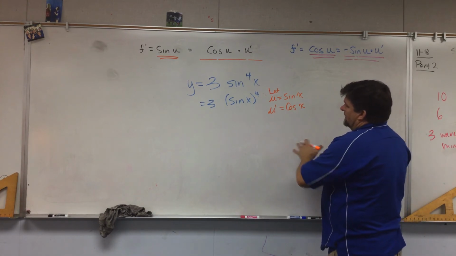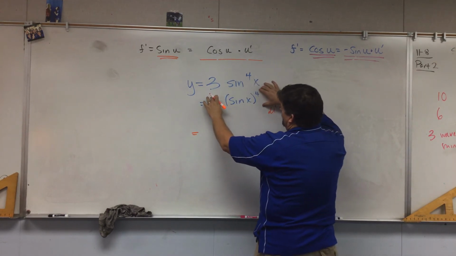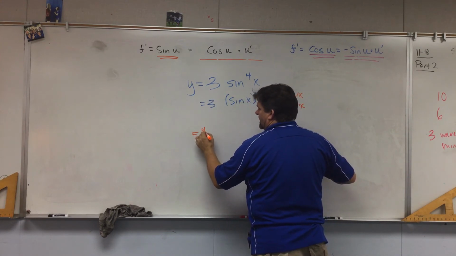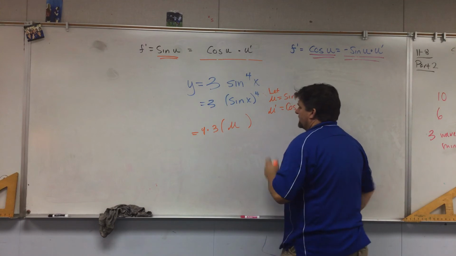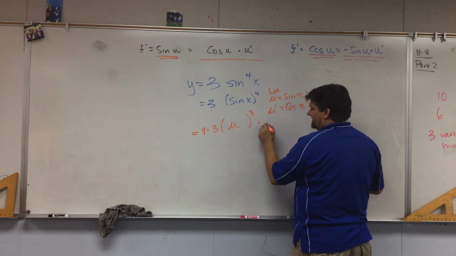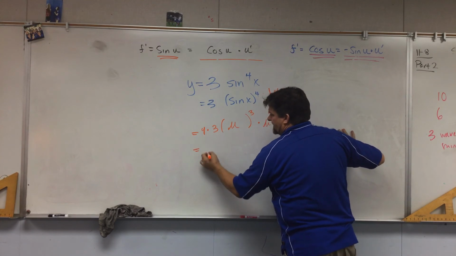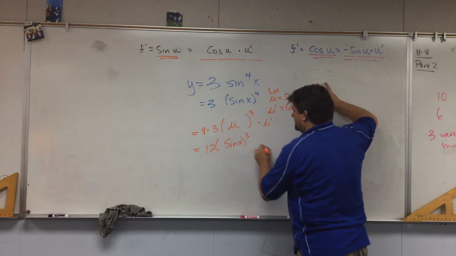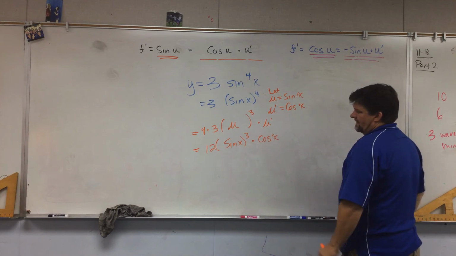So now, let's work with this here. I have to take the derivative of the outside, which is going to be 4 times 3, and we've got to subtract one off of the exponent, times the derivative of the inside, u prime. So now if I clean all this up, I get 12 sine of x cubed times the cosine of x. Okay?